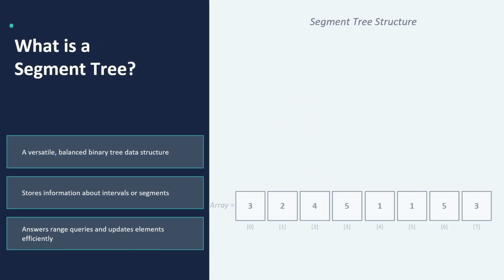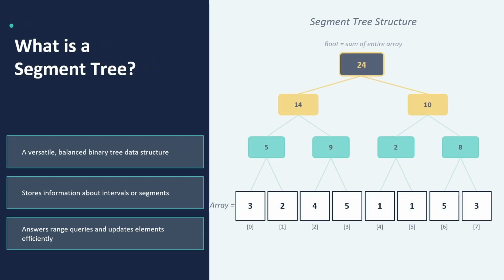What does this tree look like? Let's say we have an array. A segment tree is basically a tree built on top of the array where the root represents some type of range query, for example, summation of the entire array.